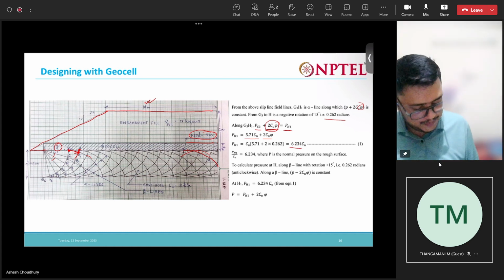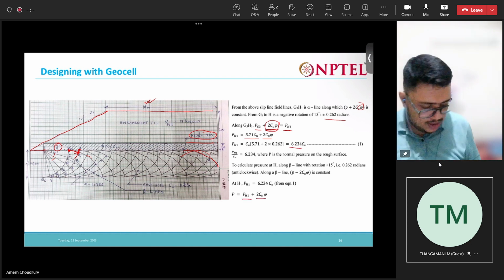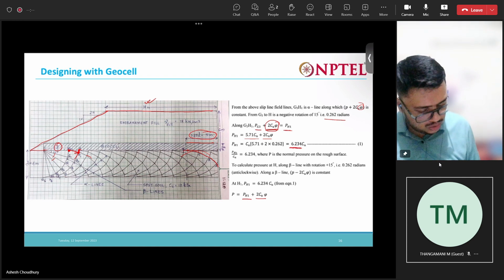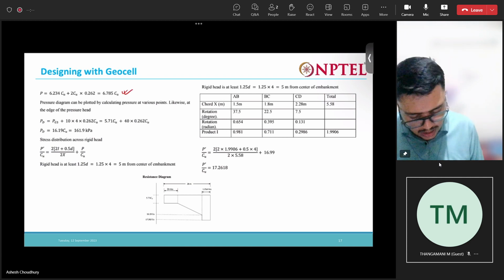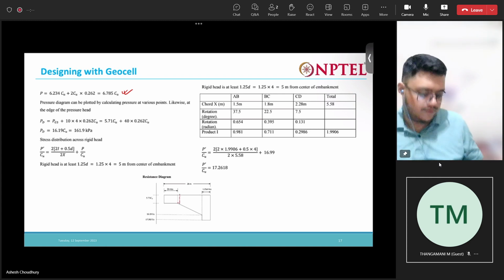So we have P at H is equal to PH1 plus 2I Cu theta again. So this 6.234 Cu plus 2 into Cu into this 0.262, again 15-degree rotation. So finally at H you are getting 6.785. So at H you will get some value here, which is nothing but 6.785.